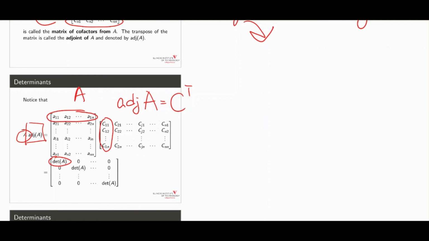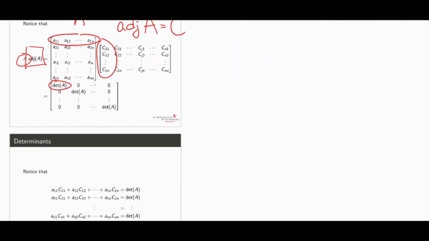Why is that so? Do you see that when you multiply this row and this column using matrix multiplication, this will give you a11 C11, a12 C12, all the way to a1n C1n. And this is how you compute the determinant of A by doing cofactor expansion on the first row of the matrix.